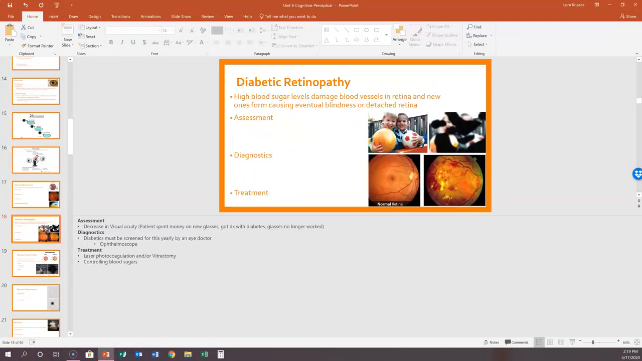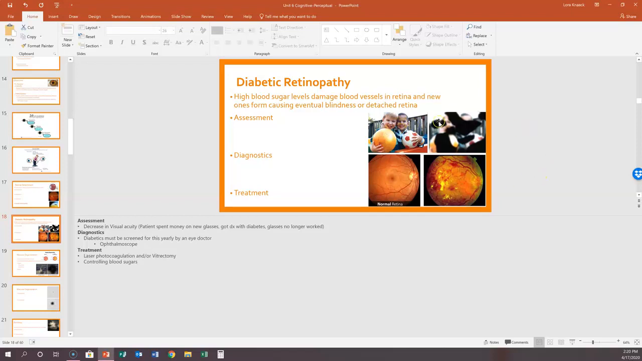That is used to secure the retina back in place. Okay, we're going to continue with diabetic retinopathy. This is a condition caused from high blood sugar levels damaging blood vessels in the retina. It causes new ones to form that keep getting congested, which causes eventual blindness or a detached retina.